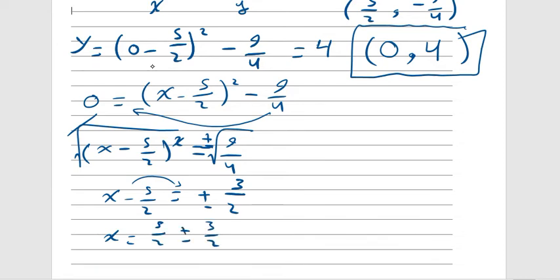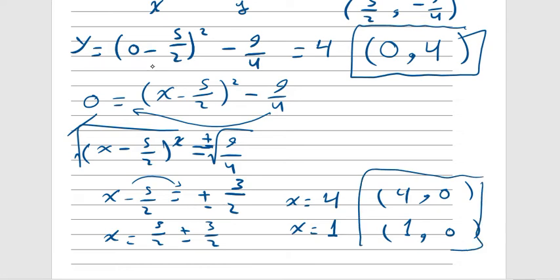So we have two values. X equals 5 over 2 plus 3 over 2, which is 8 over 2, equal 4. The second one, x equals 5 over 2 minus 3 over 2, equal 2 over 2, equal 1. So these points will be 4 and 0, 1 and 0. Similarly, for points of intersection with the x-axis, the y coordinate equals 0. So here we found the 4 items.